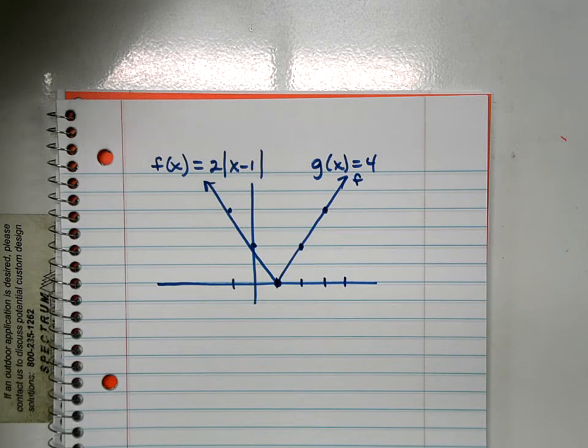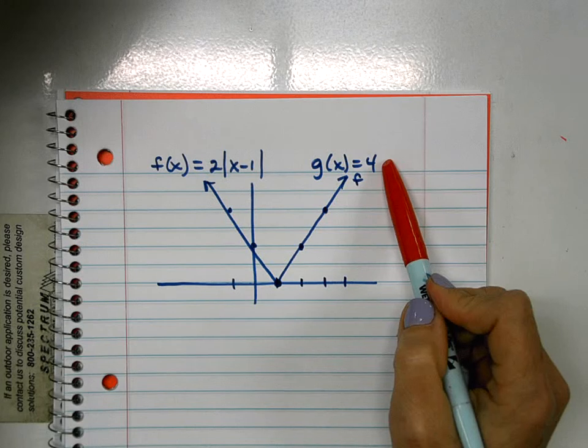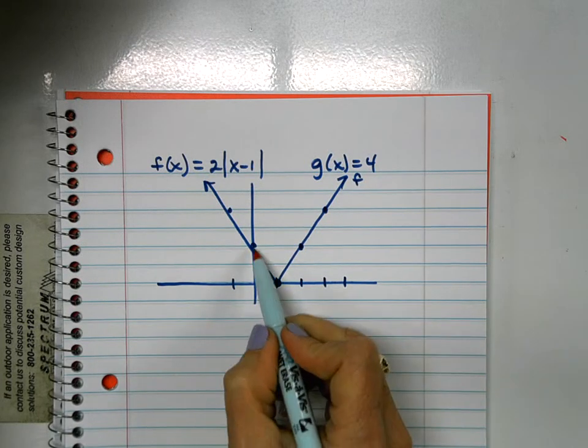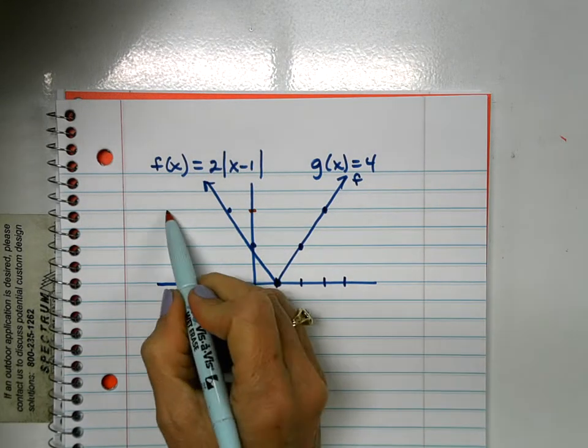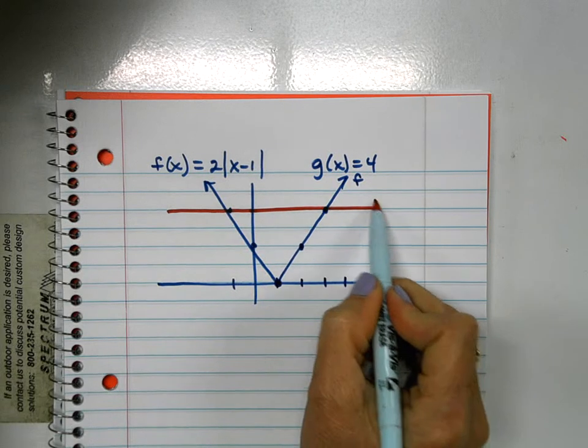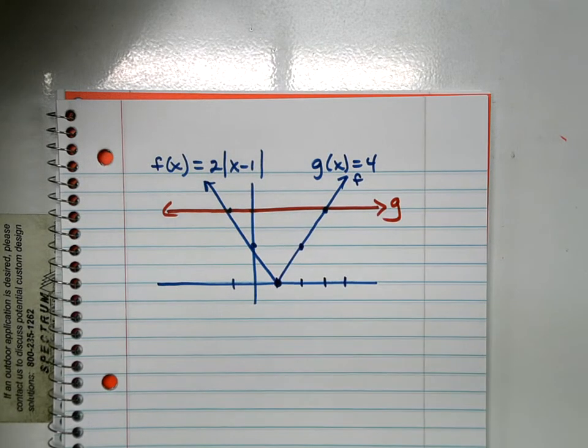Okay, next thing then, graph G, which is the line y equals 4. So count up 1, 2, 3, 4 right here. It's a horizontal line. Label that G.